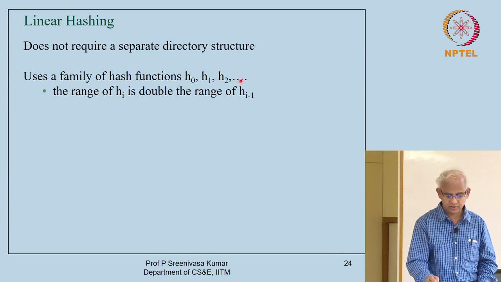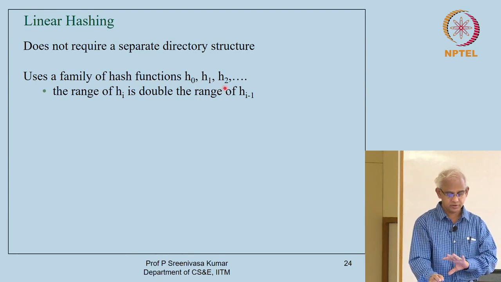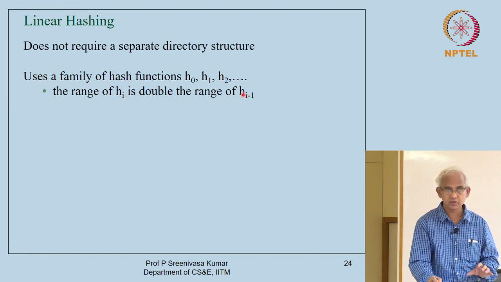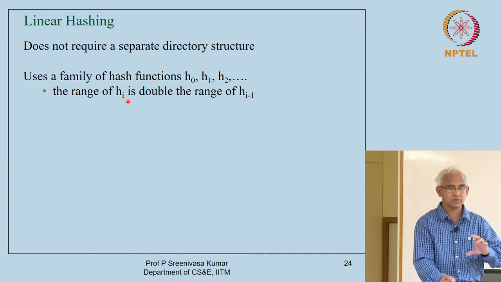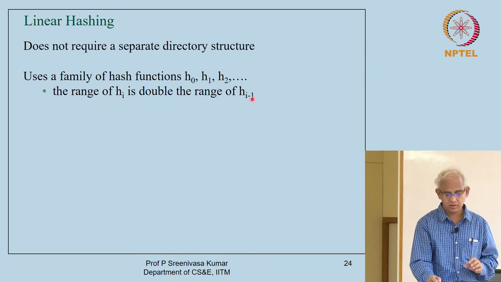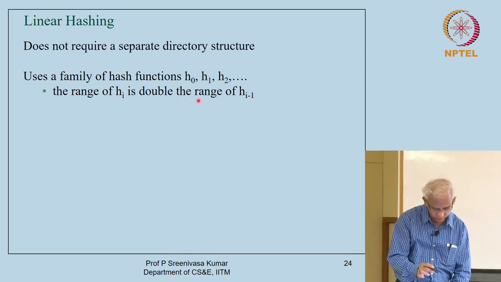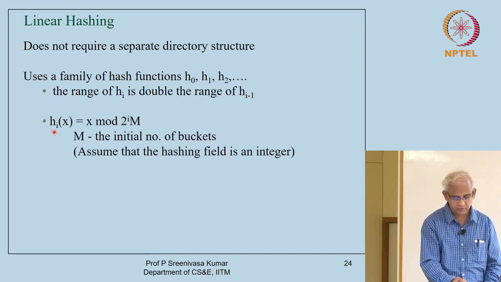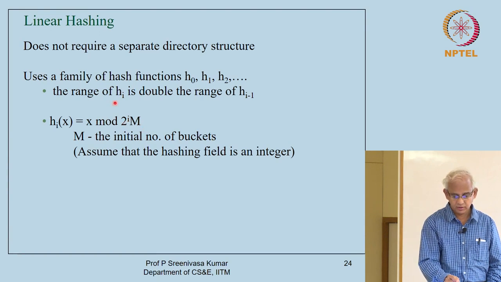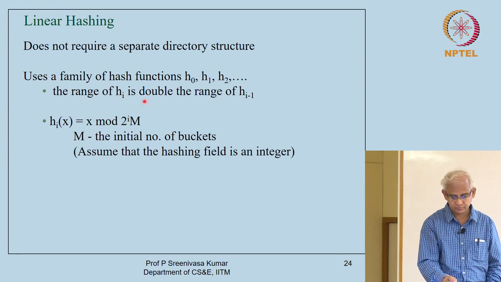H0, H1, H2 etc. It assumes the existence of a family of hash functions where the range of Hi is double the range of Hi minus 1. The range is the number of values, the bucket numbers it gives. I will show you what is such a family here. For example, if Hi of x is x mod 2 power i m, then this property will be holding.